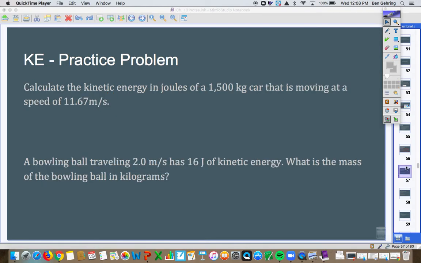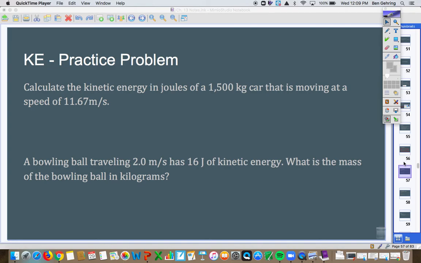All right. I'm going to give you a chance to practice. So I will say these questions, then I'll pause it, and I'll give you the answers. So first, calculate the kinetic energy in joules of a 1,500 kilogram car that is moving at a speed of 11.67 meters per second. So you're looking for kinetic energy there.